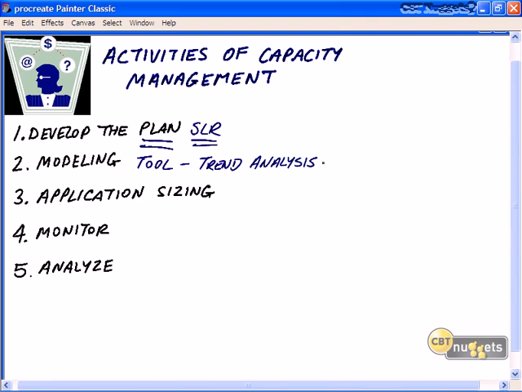Another activity is application sizing. This is considering the resources that are necessary to run new services or modified services. This is going to be information about expected performance levels, the necessary resources for the application, and the costs. Typically, you do application sizing during the initial product development stages, but you'll want to evaluate this on an ongoing basis.